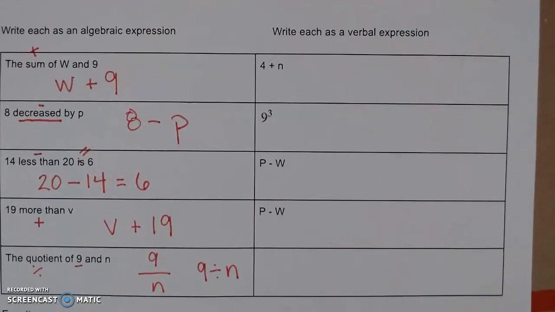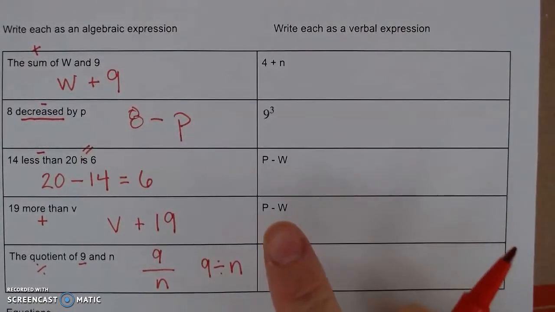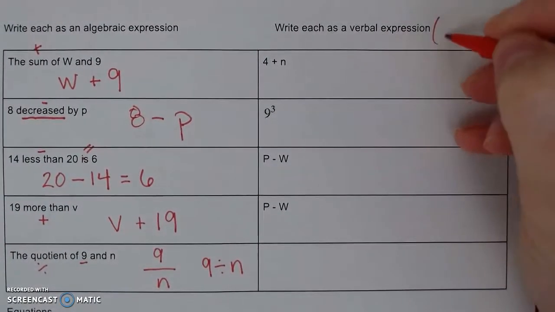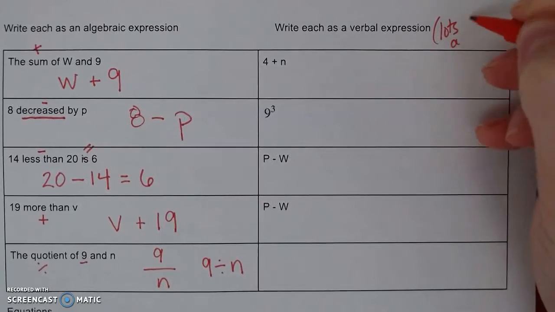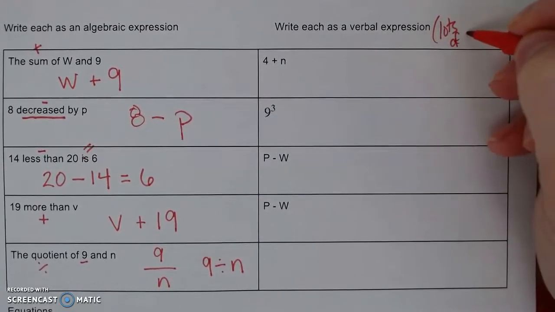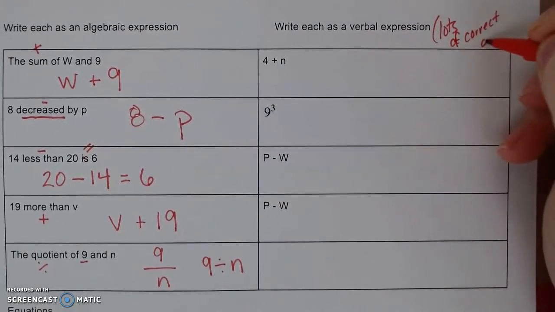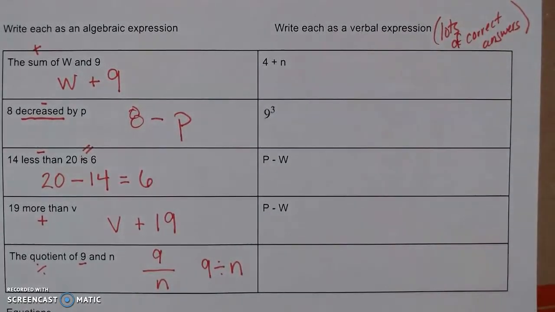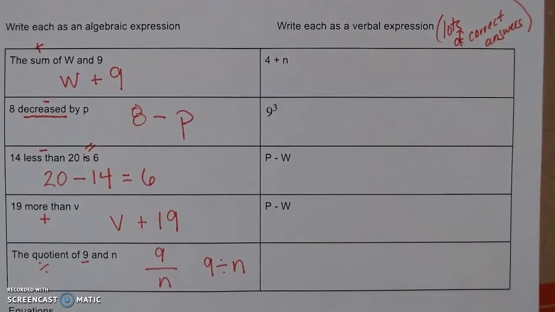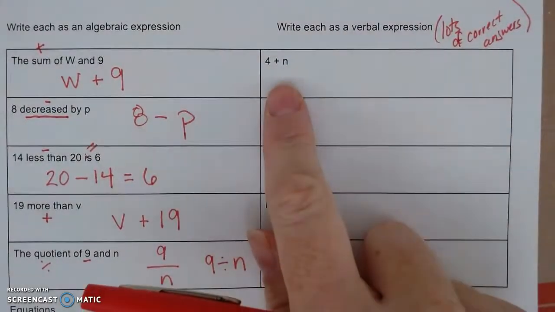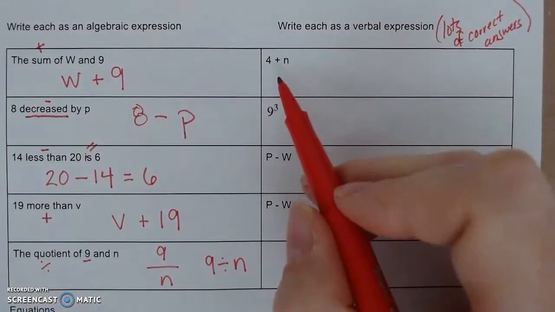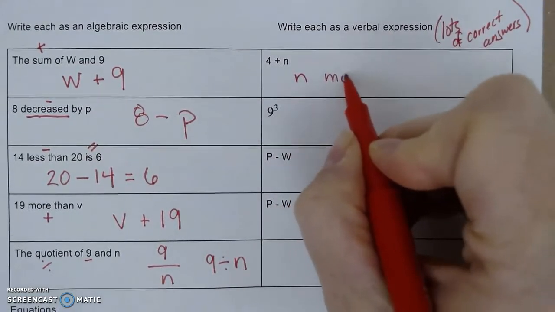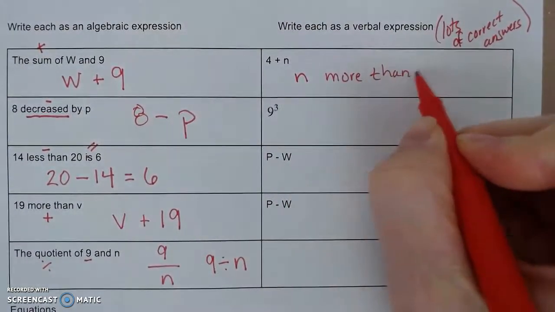So now let's try the opposite. They're going to give us an algebraic expression and we want to write it in words. And there are lots of correct answers. So even on the answer key, if you see one and you know yours is correct and you have a different answer, it is fine. So on the first one, I'm just going to say we've got n more than 4.